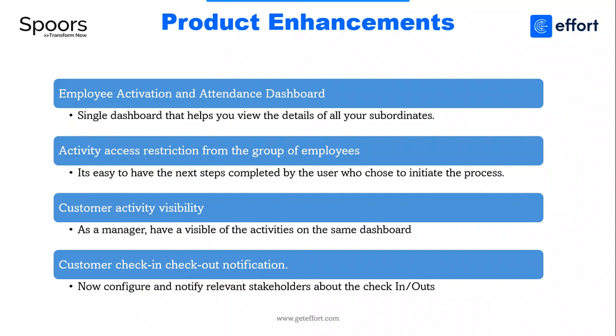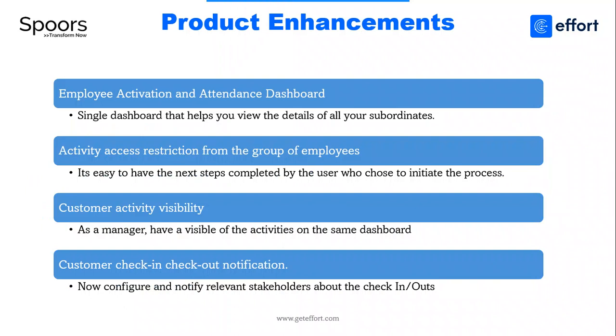The second one that we're going to look at is an activity access restriction for a group of employees. So this kind of enhancement is where, let's say for example, there is an order intent that has to happen, or it goes to a pool of people, right, who can actually start working on it. But whoever starts working on it should only follow the next steps, not all the other users, right? So this is where you can provide access restrictions given to each step, right?